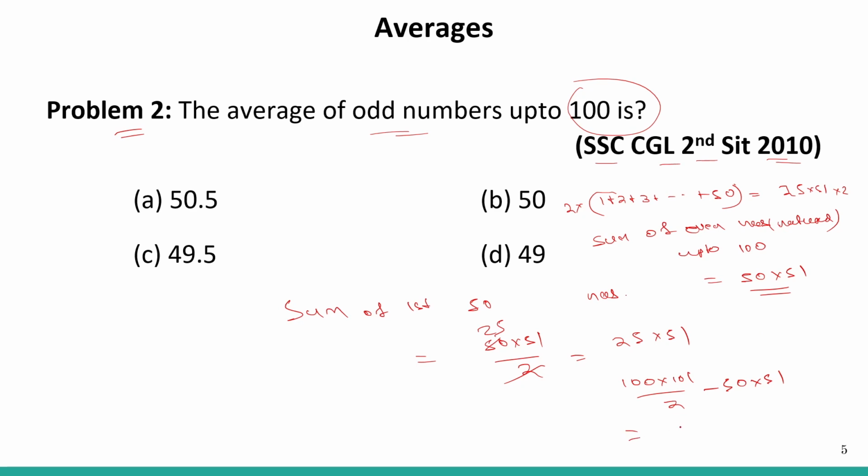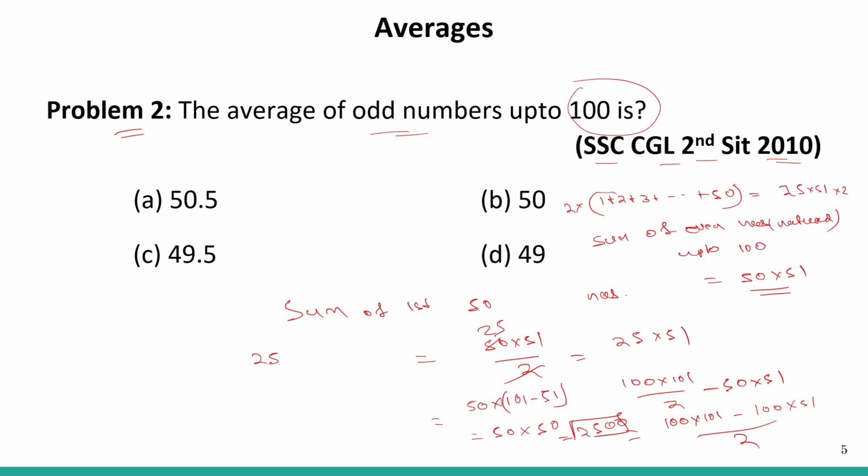So this is equal to 100 into 101 minus 100 into 51, by 2. If I take 100 common, it will be 50 into (101 minus 51), because after taking 100 common, we divide it by 2 and we are left with 50. So this is equal to 50 into 50, which is 2500. So the cumulative sum of all odd natural numbers up to 100 is equal to 2500.